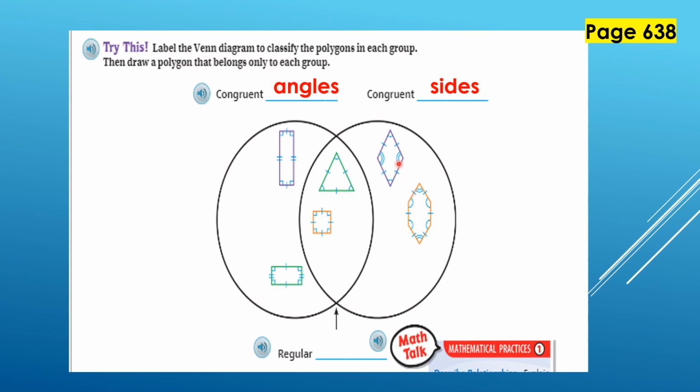regular. But the ones in the middle, they are regular polygons. Why? Because they have equal sides or congruent sides and congruent angles. Look at this shape. Congruent sides and congruent angles. That's why the ones in the middle are regular polygons, but the ones on the side are not regular polygons.